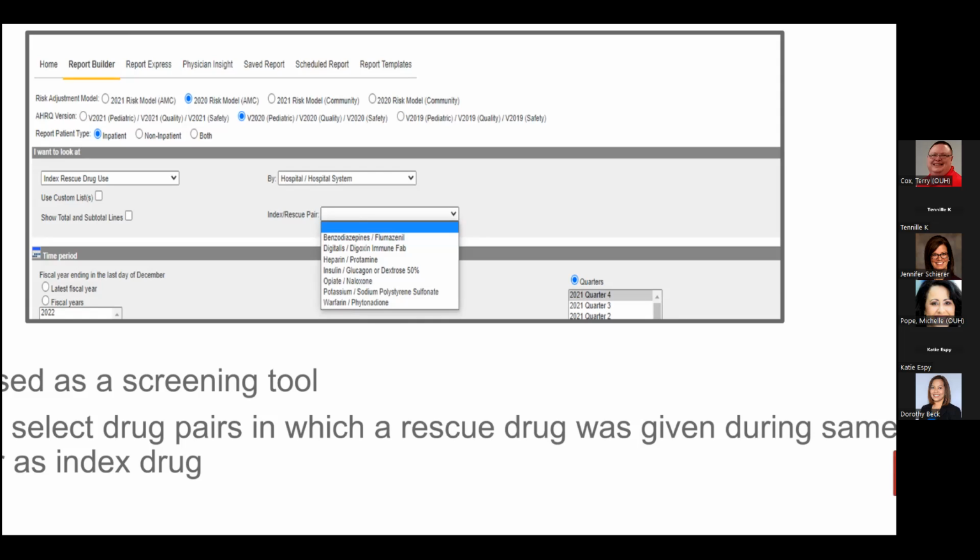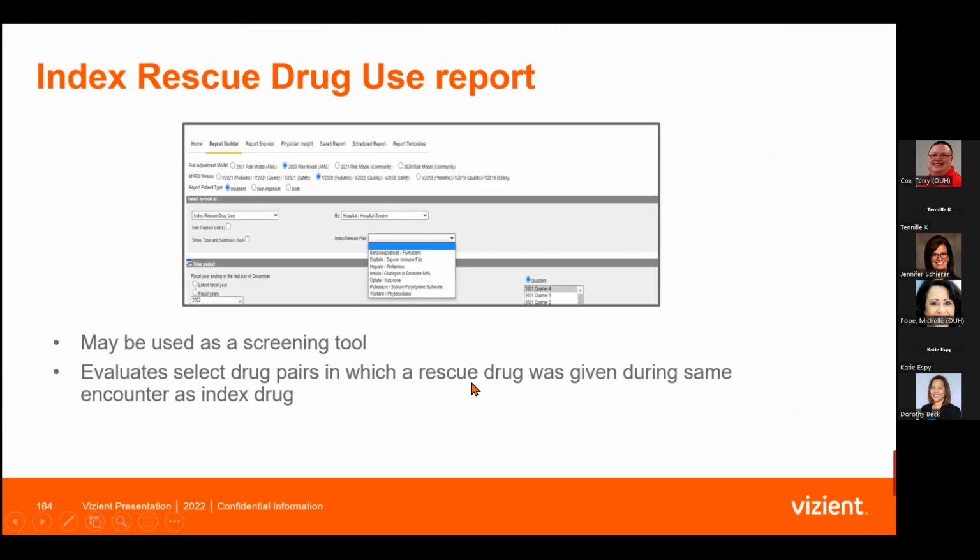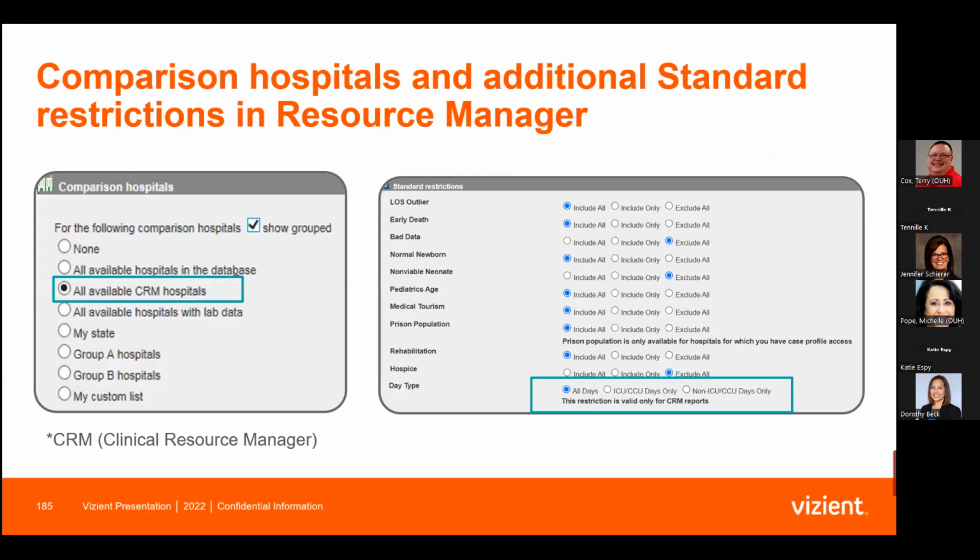And then when you use the resource manager, a resource utilization report type, at the bottom, you'll be able to select the all available CRM hospitals. Remember, not everyone is a participating CRM hospital. So just make sure that when you're selecting a benchmark, you're selecting those that are submitting their resource manager data as well. So you'll have a benchmarking group.